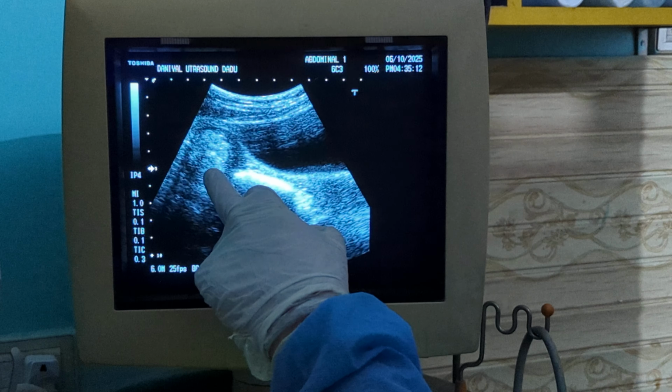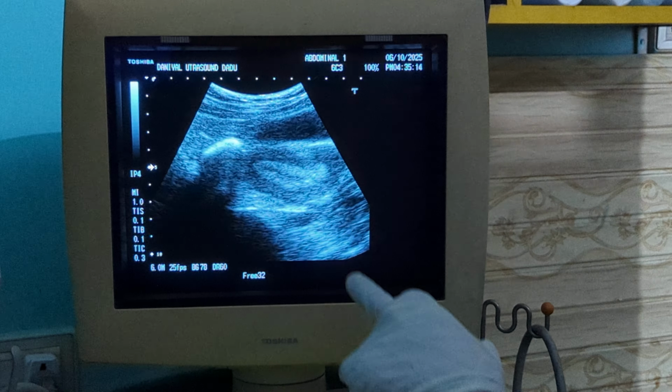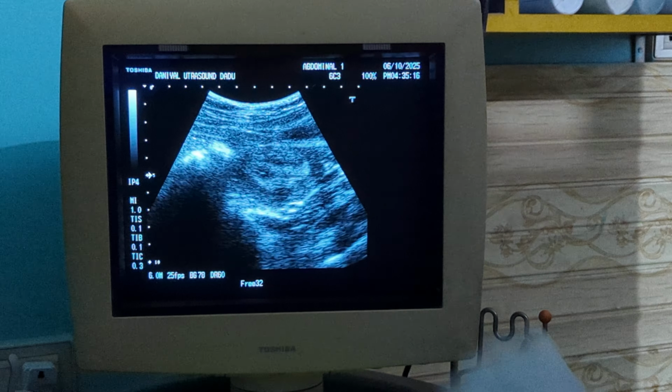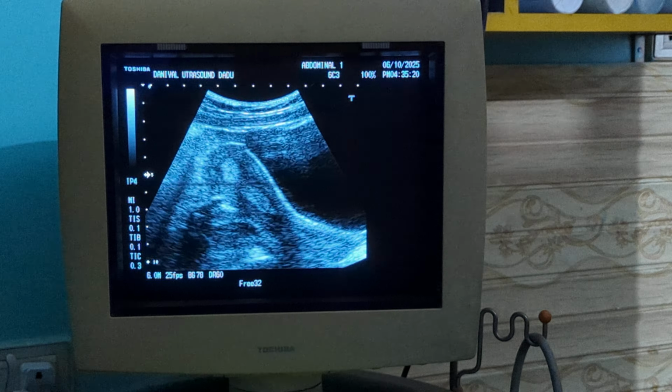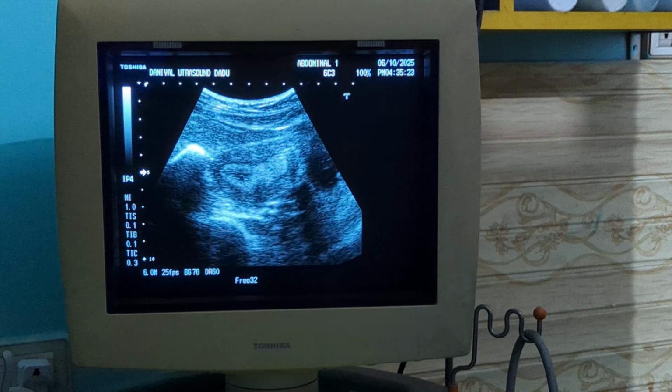Here is the dermoid cyst in the right ovary. Here in transverse section, the uterus has endometrial cavity hyperplasia, as well as the bicornuate uterus.